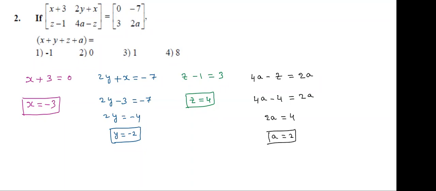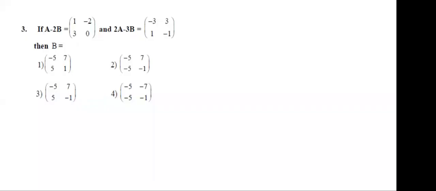So what do we need to find? X plus y plus z plus a. What is the x value? Minus 3. Y value minus 2. Z value 4. A value 2. Observe that total calculation. How much are you getting as the answer? 1. So which option is correct? Third option.